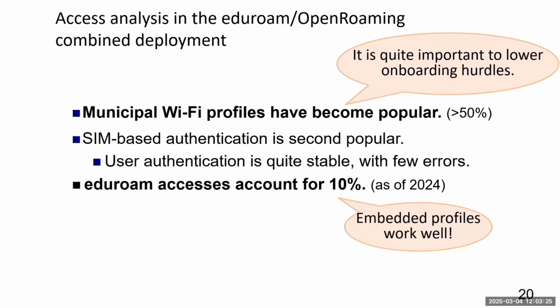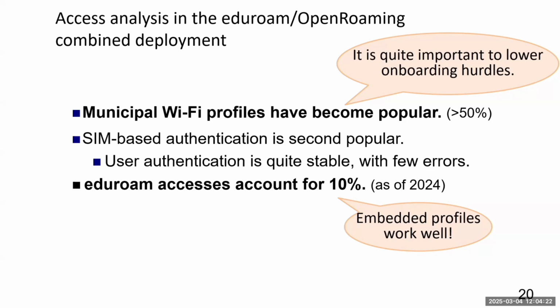And access analysis shows how useful this combination is. The municipal Wi-Fi profiles have become popular. It wasn't so high, but now more than 50% of accesses are from the municipal Wi-Fi profiles. And SIM-based authentication is second most popular. If you are from the United States, AT&T phones are automatically connected. Unfortunately, my mobile phone doesn't accept it. But while you're walking down the street in Tokyo, your phone may be caught by some access points. And Eduroam accesses account for 10%. It was more than 75% in early days, but now only 10%.